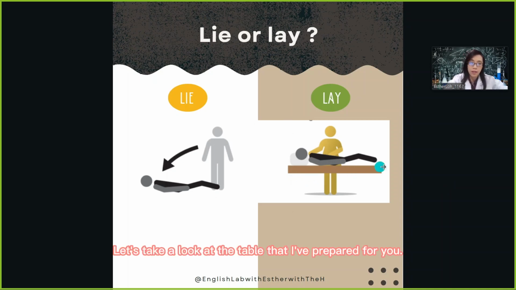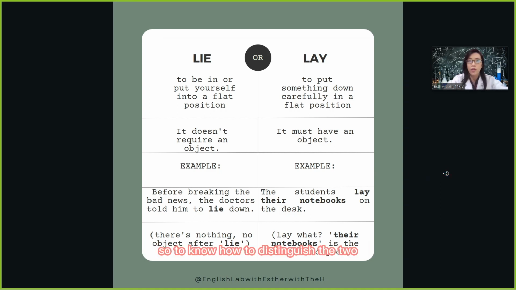Let's take a look at the table that I prepared for you. To know how to distinguish the two, you have to know the meaning first, and one very important rule. If you want to use the word lie, it means to be in or put yourself into a flat position. But if you want to use the word lay, it means to put something down carefully in a flat position. For the word lie, you don't need any object, whereas for the word lay, you need an object. It is a must. If you don't know what the term object means, let's take a look at the examples below.